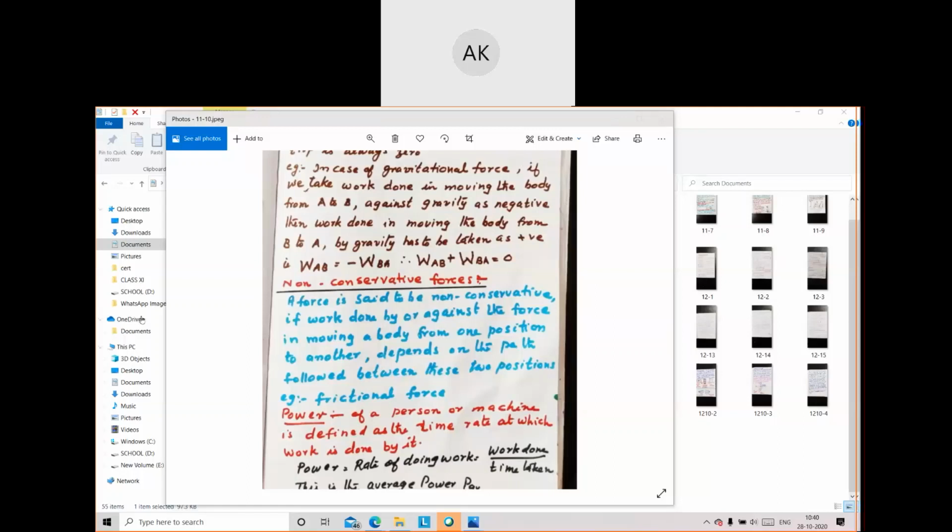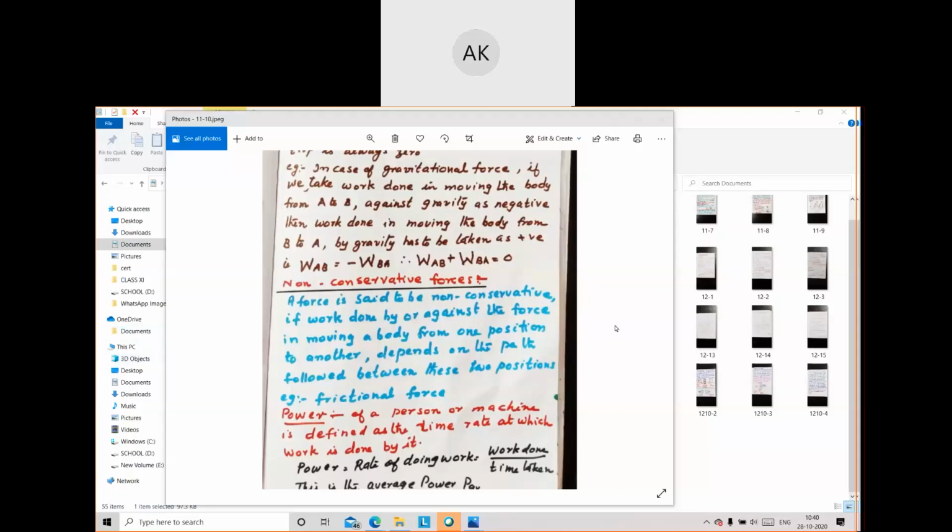Okay. Anybody, can you tell? Work done depends upon the nature of the path. What force is that? Conservative or non-conservative? Anyone can answer. Non-conservative. Correct answer. Work done does not depend upon the nature of the path. Anyone? Conservative. Correct.